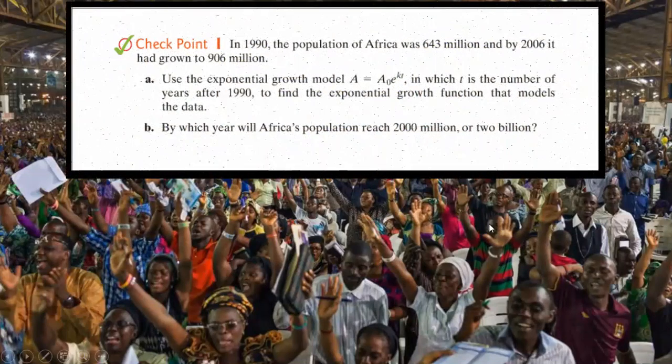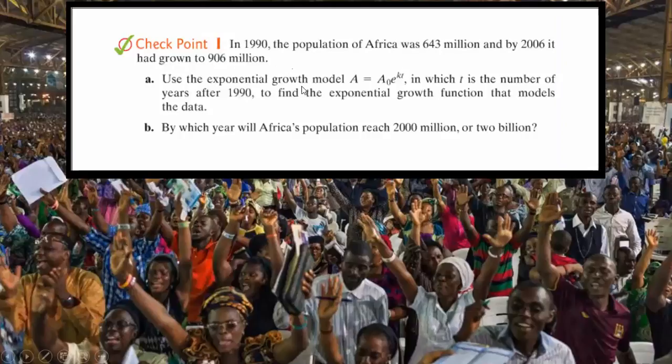So what I want to do is to look at a particular problem that will involve specifically exponential growth. In particular, we're going to look at making an exponential growth model. So here's the checkpoint problem. They say in 1990, the population of Africa was 643 million. And by 2006, it had grown to 906 million.